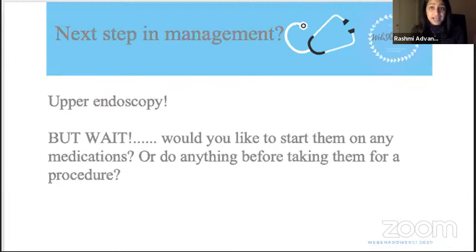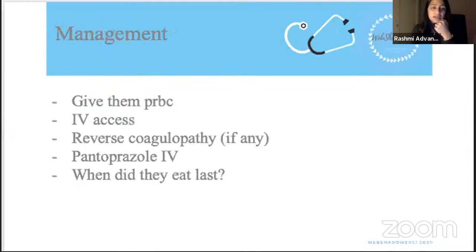They get anesthesia. Anesthetics can drop your blood pressure. And there's a vagal response when we place our endoscope, so that can drop the pressure even more. So you want to make sure your patient is primed and ready to go, and there aren't any hiccups along the way. So part of the management, you want to give them some blood.